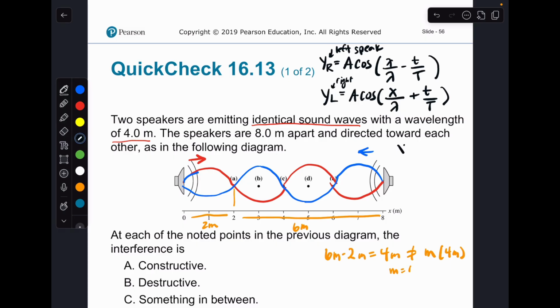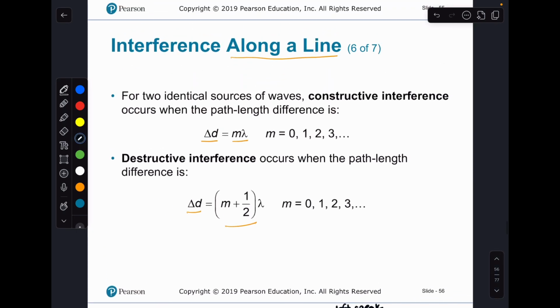So we would have x over lambda minus t over tau, or period, minus x over lambda plus t over period. And the subtraction of those gives you, right, these terms go away, and it leaves you with a negative 2t over tau. So there is indeed going to be a phase shift here due to the fact that the waves are moving in opposite directions. And so when you apply your constructive or destructive interference, you are assuming identical sources.